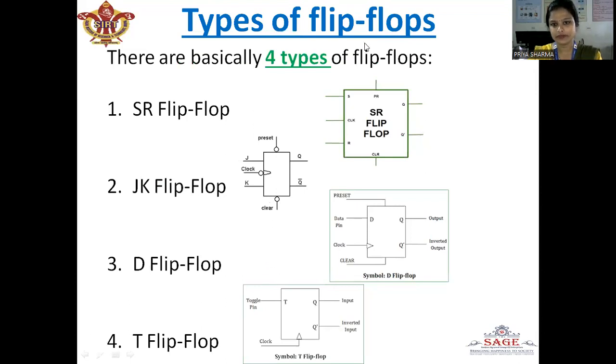Basically, there are four types of flip-flops: SR, which stands for set and reset flip-flop, JK flip-flop, D or the data flip-flop, and last but not the least, T or the toggle flip-flop.